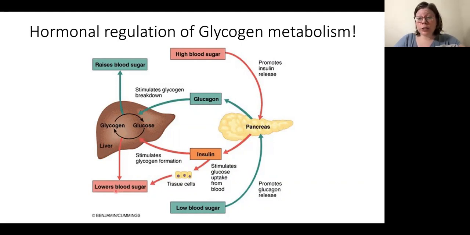Well, now our blood sugar is too low, or maybe we've been fasting for a long time. If we have low blood sugar, that's going to be perceived by the pancreas and it will release glucagon. Glucagon is also released into the bloodstream, so it can be perceived by other tissues, such as the liver. Glucagon will stimulate the breakdown of glycogen into glucose. This glucose can be released into the blood and it raises blood sugar. So we're going to talk a little bit more about the details of those two hormone signaling pathways.